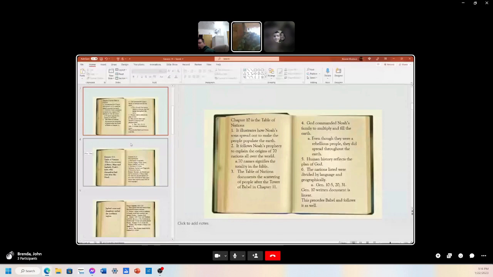Sons of Ham, verses 15 through 18. Cush, Egypt, Put, and Canaan. Sons of Cush: Seba, Havilah, Sabta, Raamah, and Sabteca. The sons of Raamah: Sheba and Dedan.